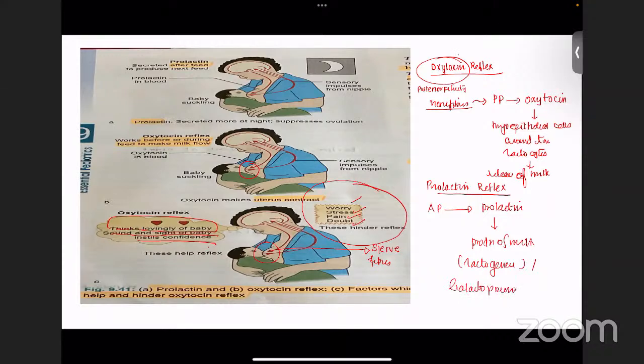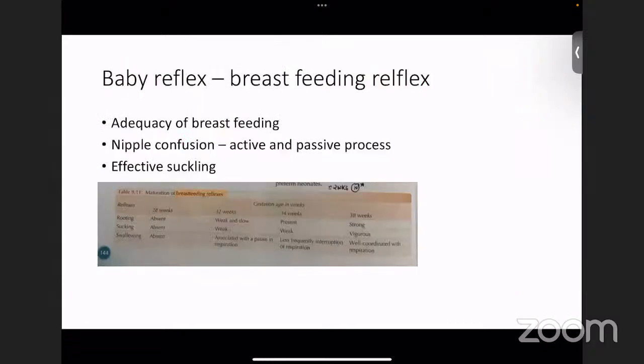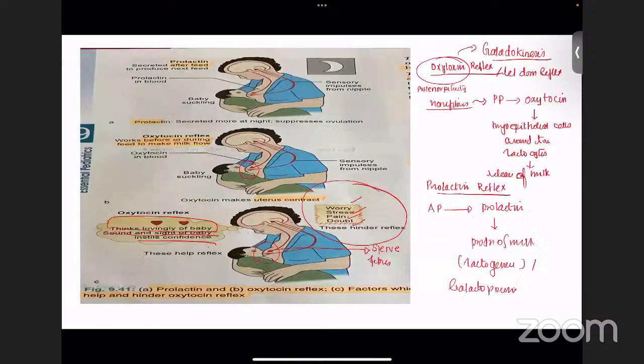Now what does oxytocin do on release? It is known as galactokinesis. It causes the let down reflex. Galactokinesis or let down reflex. So, galactopoiesis.